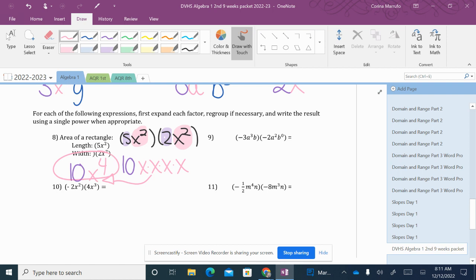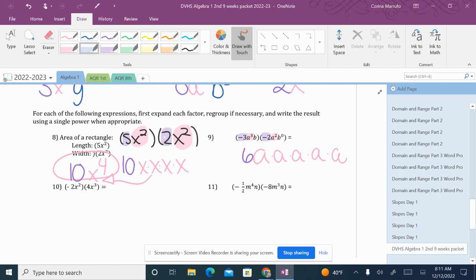So let's look at number 9. Now the numbers have regular rules. -3 times -2: when you multiply two negatives, that gives us a positive, and 3 times 2 gives us 6. Then we have the a's. So we have a times a times a, times a times a. That is a total of 5 a's.